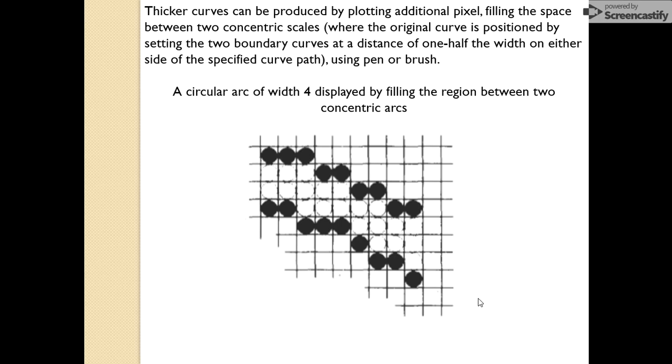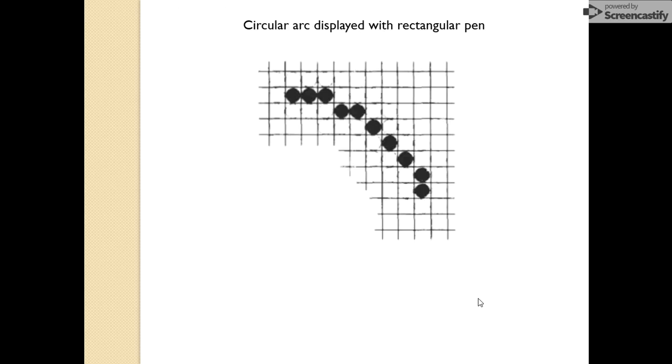Here in the figure that is given, we have a circular arc of width 4, which is displayed by filling the region between two concentric arcs, which is drawn using a pen or brush. This is the way a circular arc is drawn with a rectangular pen. The coordinates are stored, and once we drag our mouse in Paint or any other software, the circular arc is drawn.